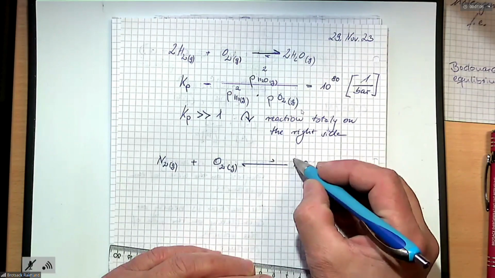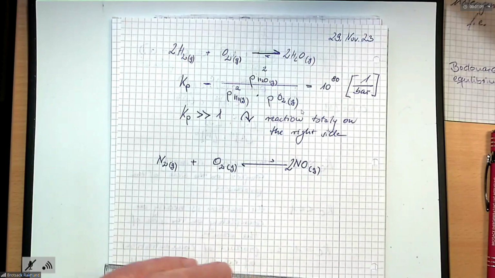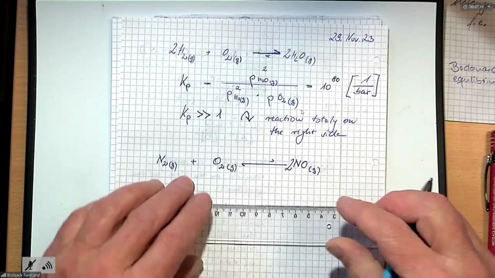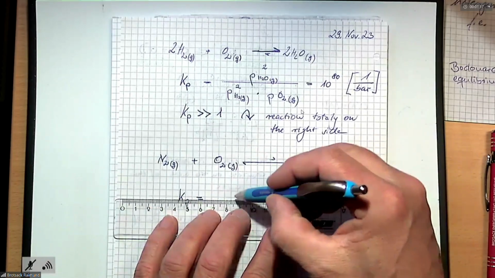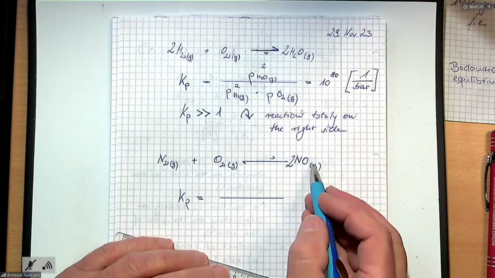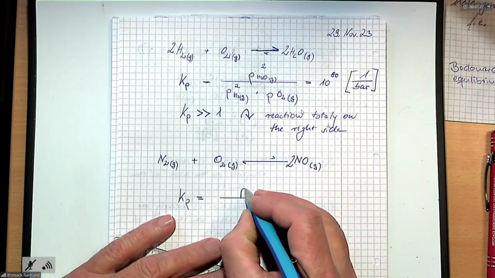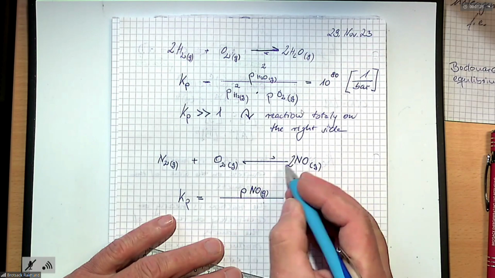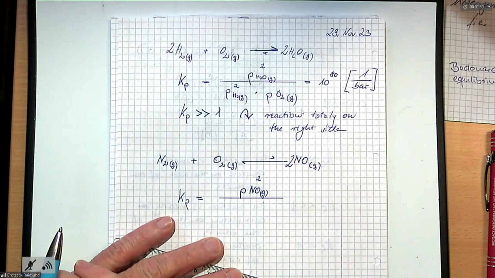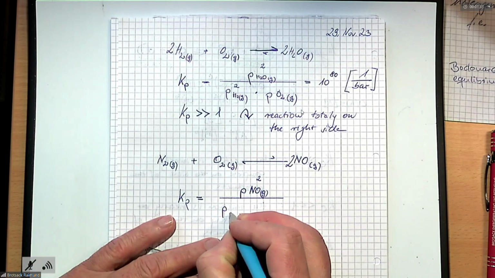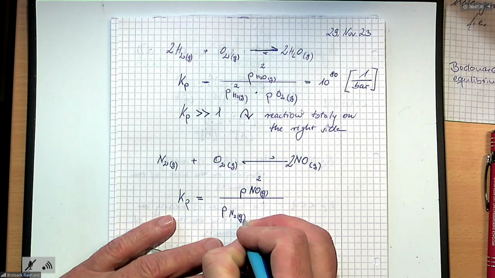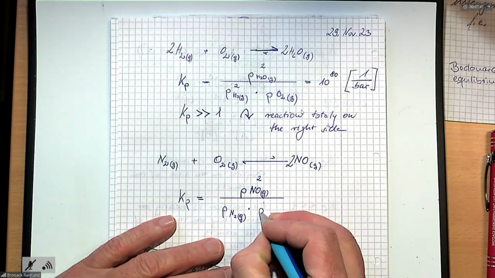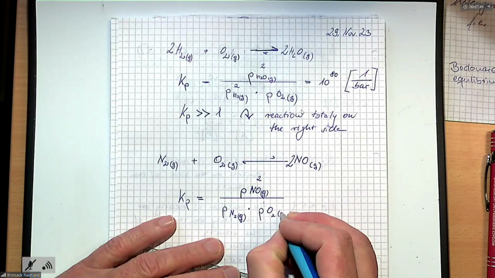And we need 2 NO. When we formulate Kp for this example, what do we have to do? The product is NO, the partial pressure of NO as a gas, but 2 of them so squared, over the partial pressure of nitrogen as a gas. It's only 1, times the partial pressure of oxygen as a gas. Here even it's only 1.